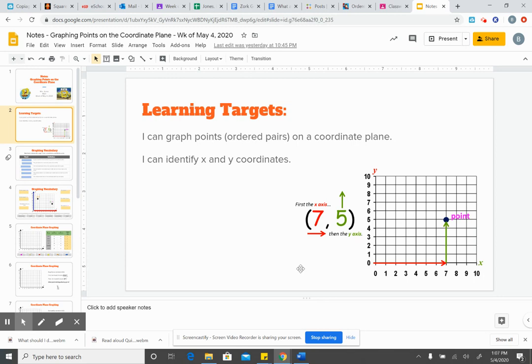So looking at this picture, just to review, we have an x-axis that goes right to left, and a y-axis that goes up and down. So in order to graph points, you need to go first right on the x-axis, then up. Okay, so follow the red line, then follow the green line.